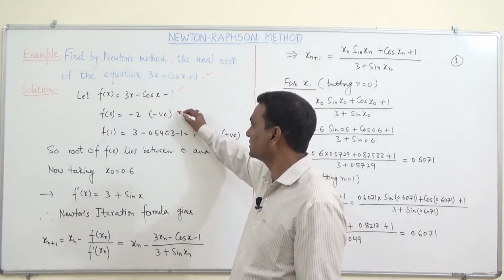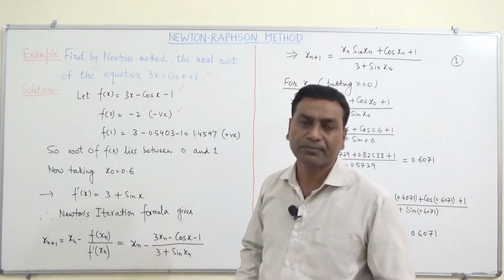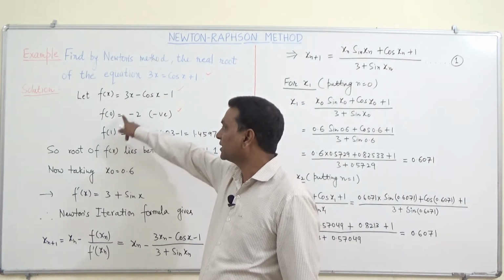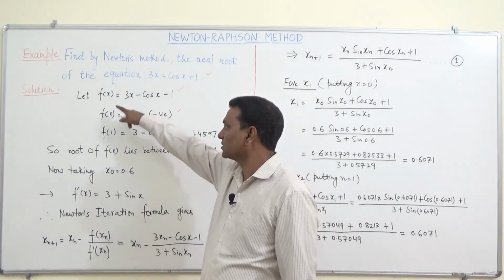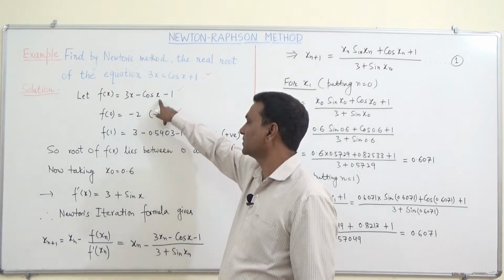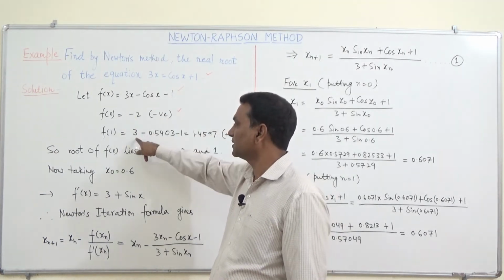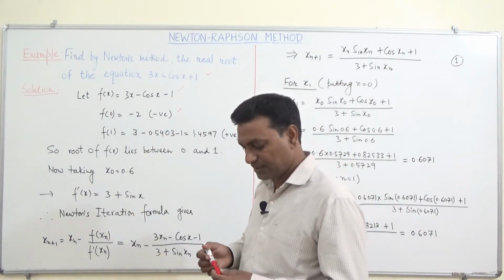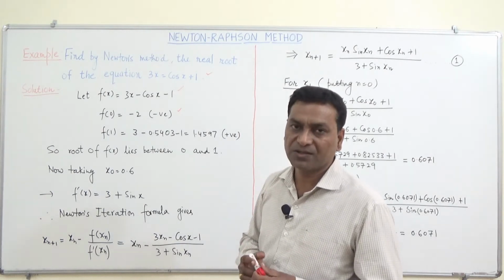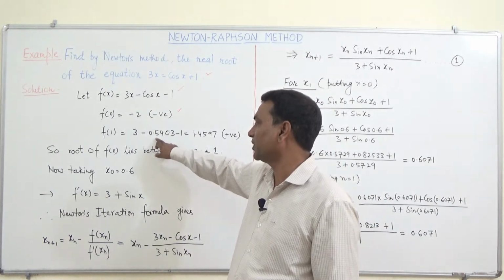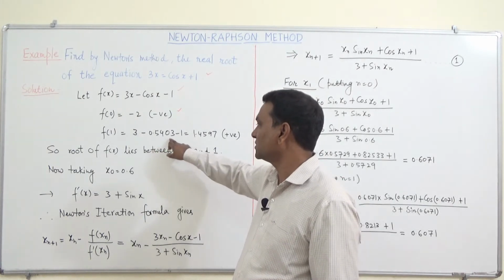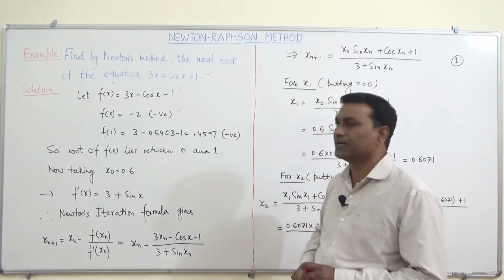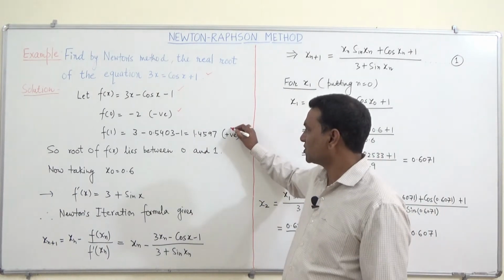And this value is negative. Now we will put the value 1, so we will find f(1). This will be 3 into 1 minus cos 1 minus 1. 3 into 1 is 3, and this is cos 1. The value of cos 1 we can find from the log table. It comes out to be 0.5403, and minus 1, it comes out to be 1.4597. So this is a positive value.